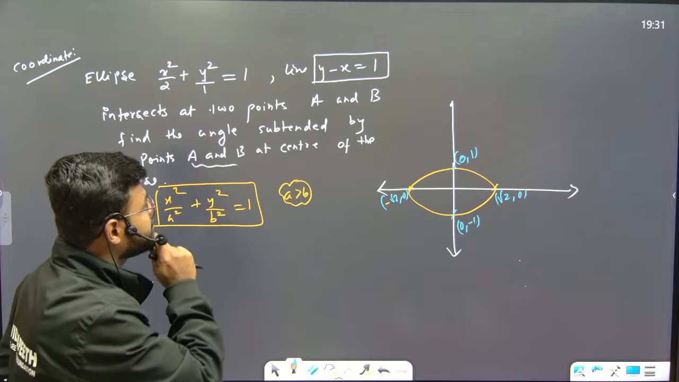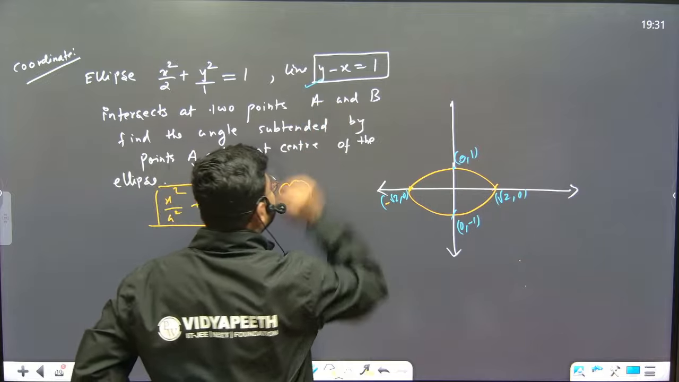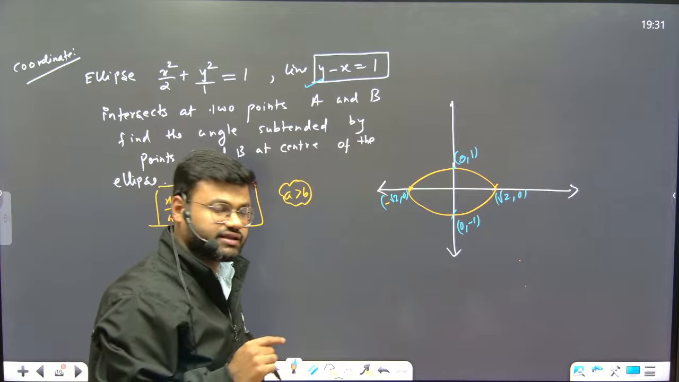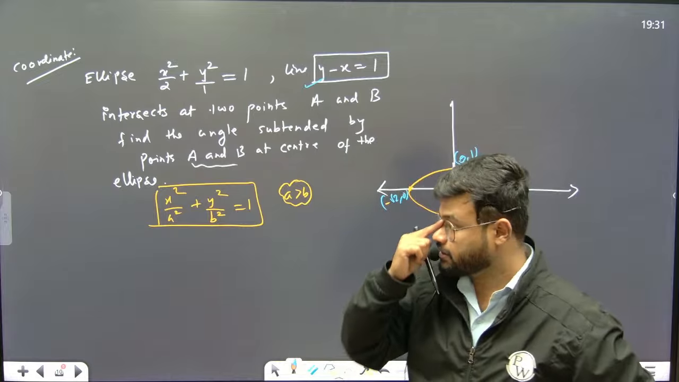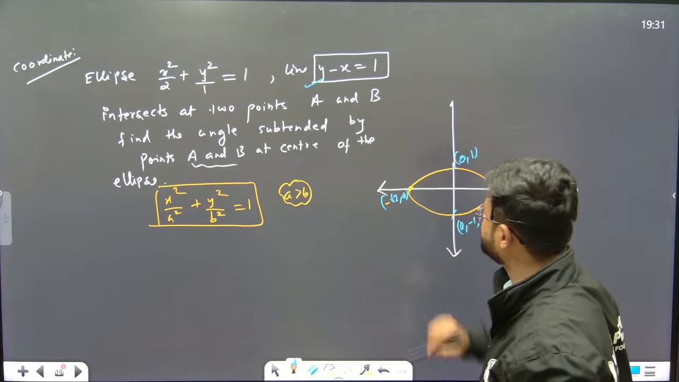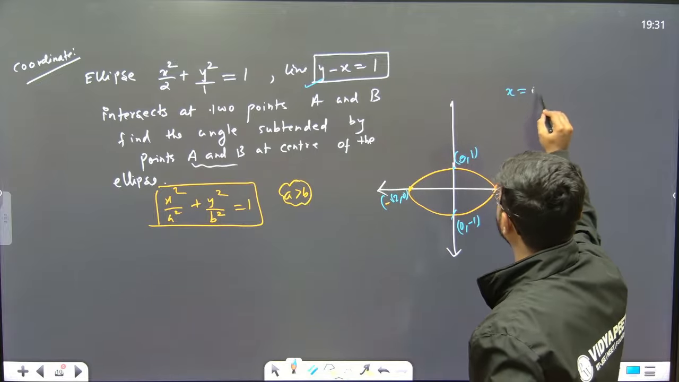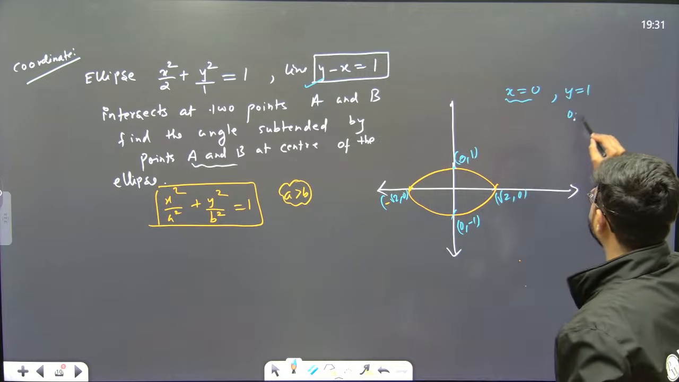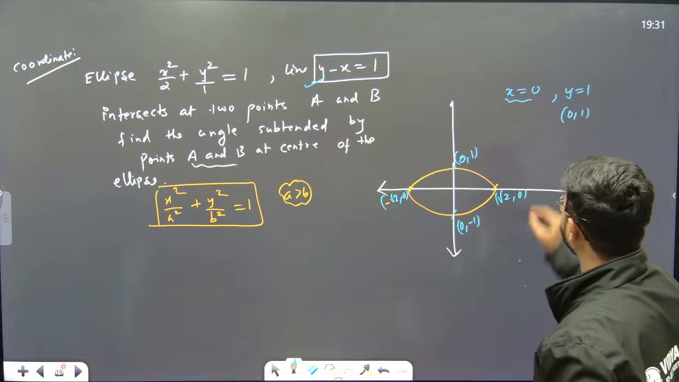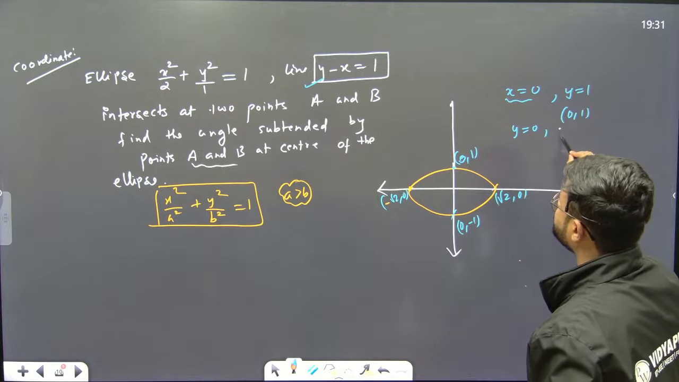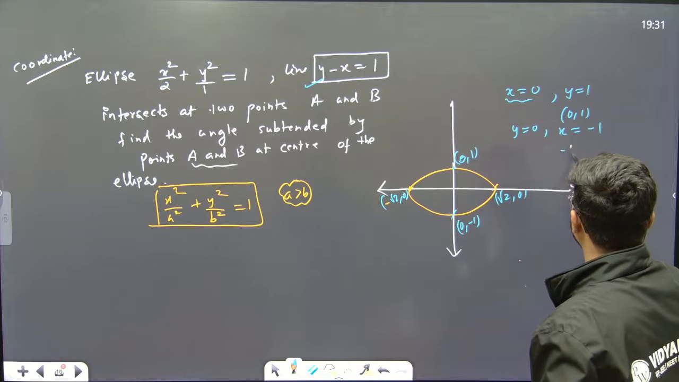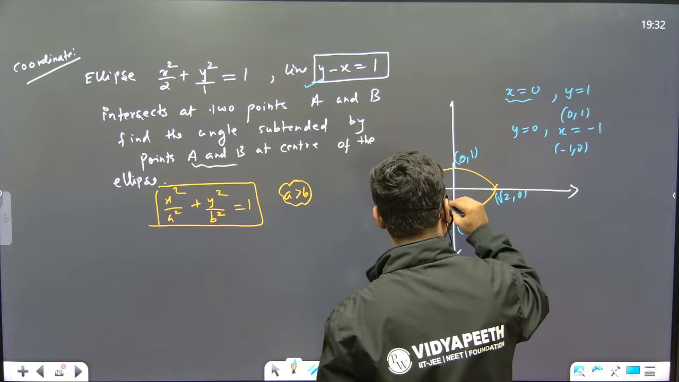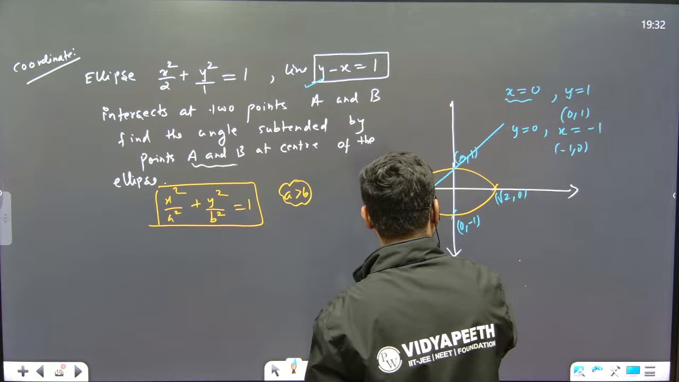So just plot this straight line on the graph paper. How do we do that? By taking x equal to 0 and then y equal to 0. If I put x equal to 0 in this expression, the value of y is 1. So 0 comma 1 is the point. And the next point is, if I put y equal to 0, then x is equal to minus 1. So the next point is minus 1 comma 0. So the diagram will look like this. This is going to be the diagram.